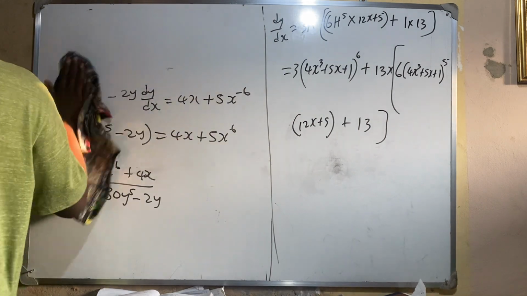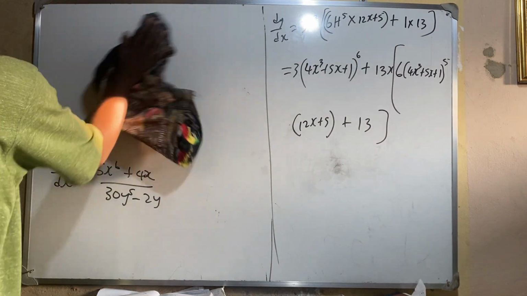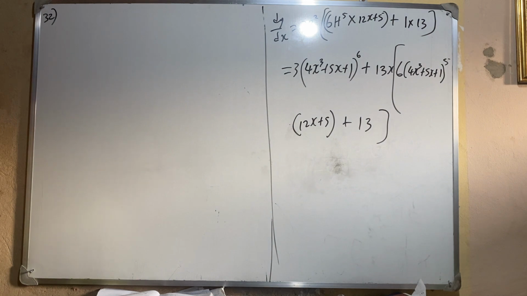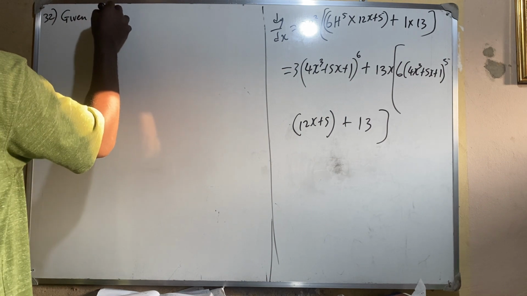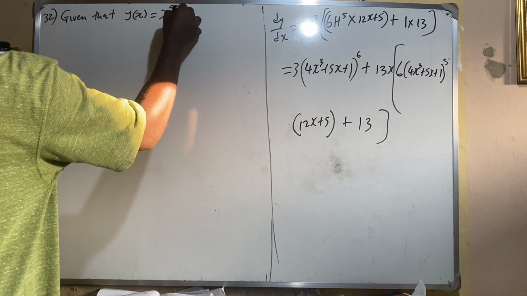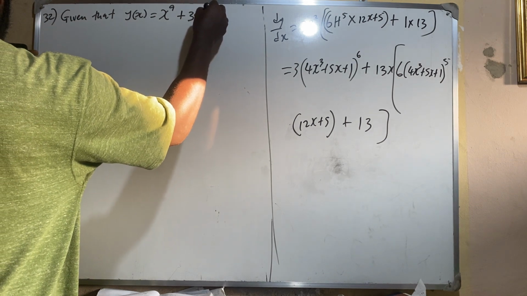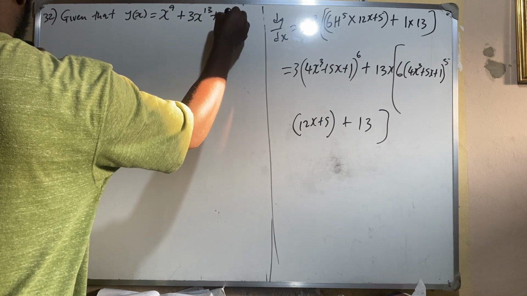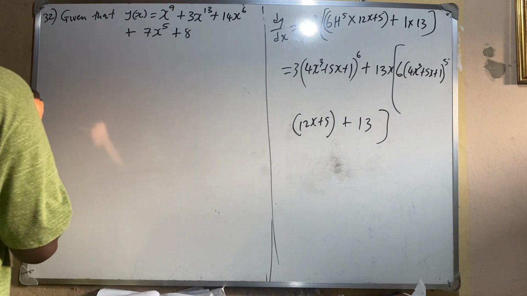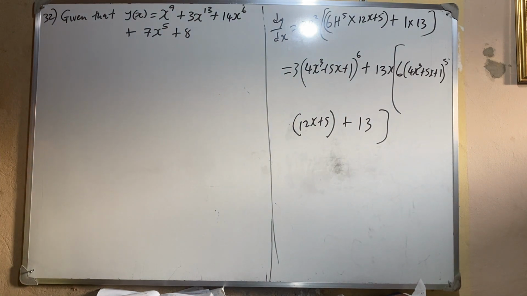So let's move to question number 32. Given that y of x is equal to x raised to power 9 plus 3x raised to power 13 plus 14x raised to power 6 plus 7x raised to power 5 plus 8, then the possible number of turning points is... how do you get turning points? We get turning points by differentiating once and equating it to 0.